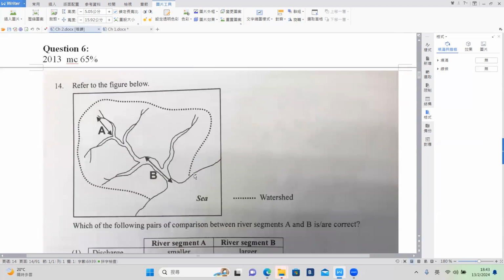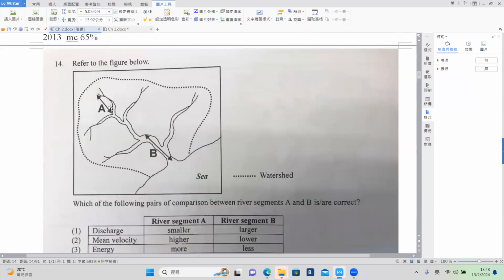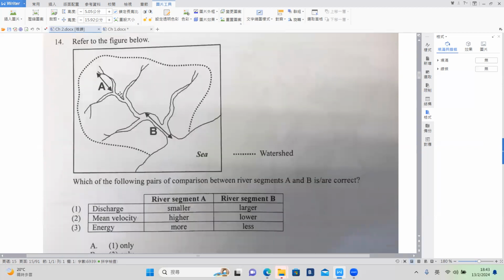Okay, number 3. This one, the river segment is upper course and B is lower course. Discharge is smaller, and then all the distributaries are joining together and all the discharge is joining together.